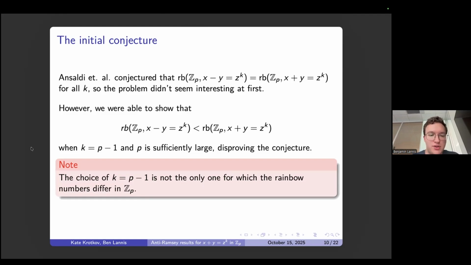I guess it's also important to note that the choice of k equals p minus 1 is not the only choice for which the rainbow numbers will differ in Z_p. And in fact, it's an area that we're actively working on in order to categorize and classify all of these counterexamples. But this is to say that there isn't a neat pattern of counterexamples to their conjecture. It's a little bit messier.